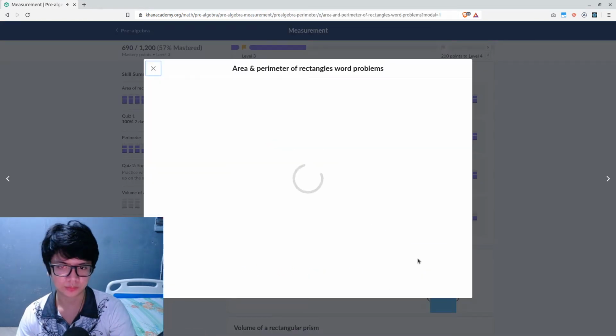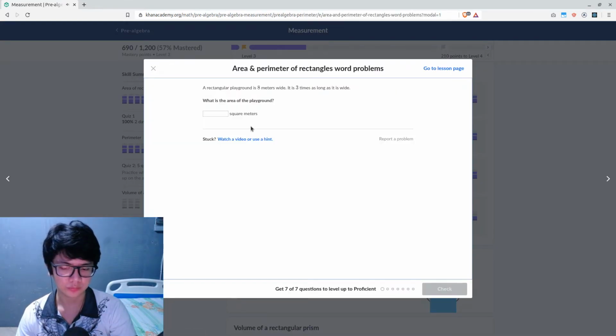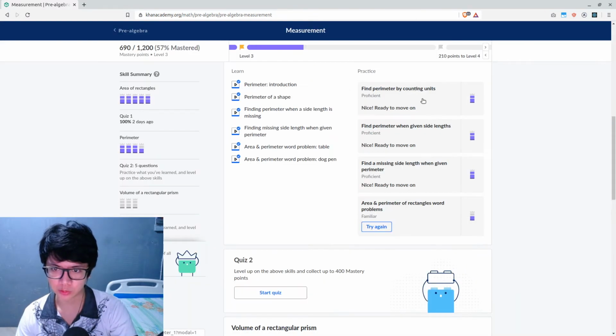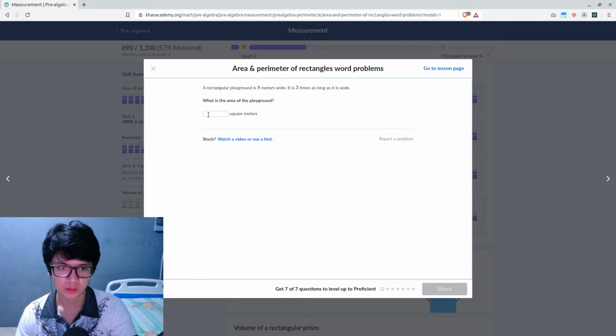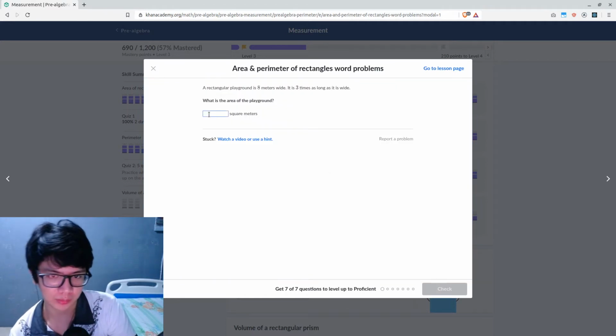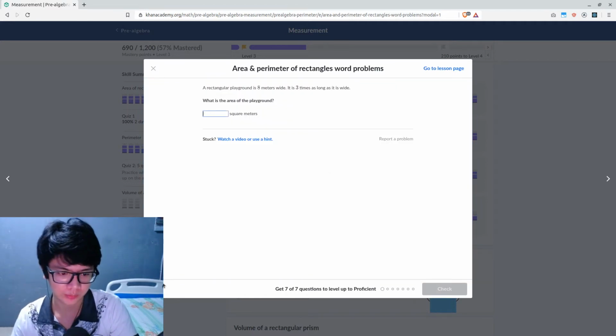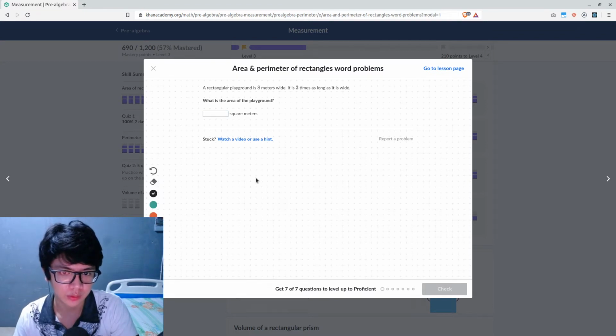Let's try again. Why do word problems have to be 7 questions? Well, the easier ones only have 4 questions. It should be the other way around.